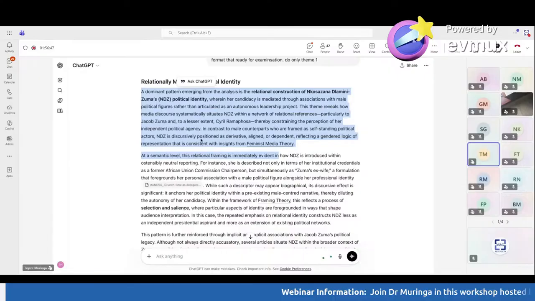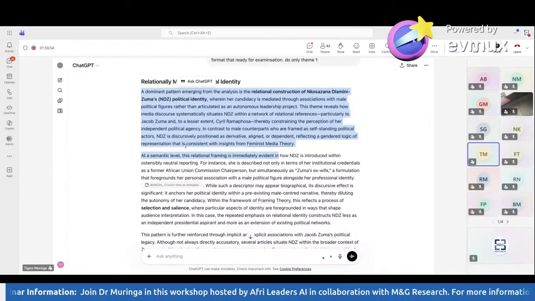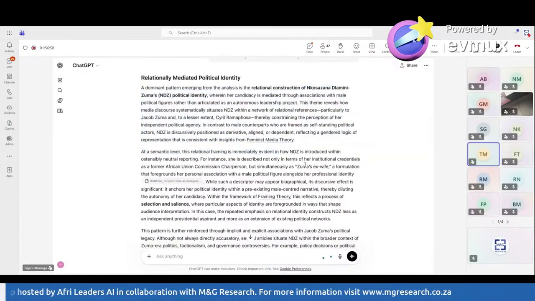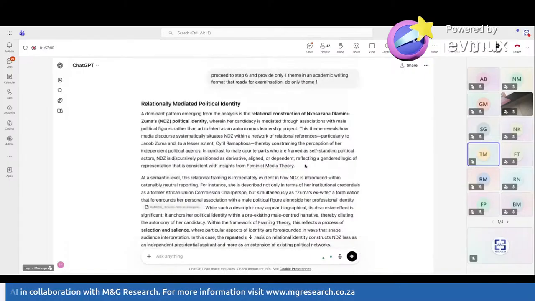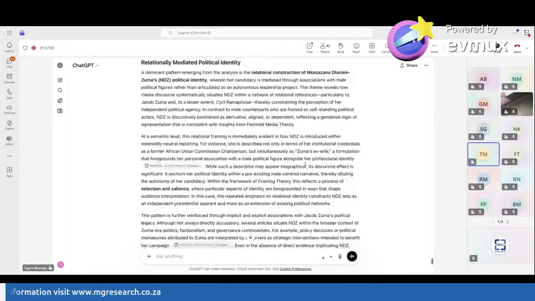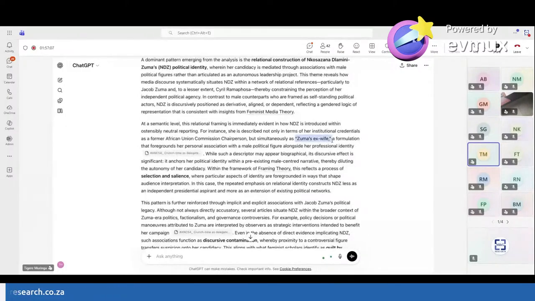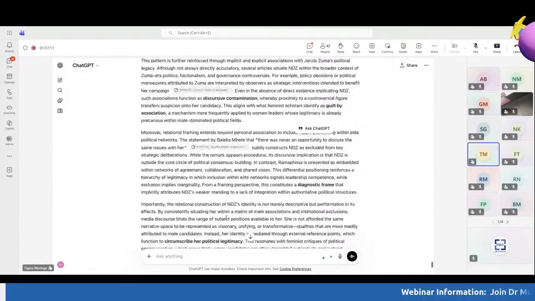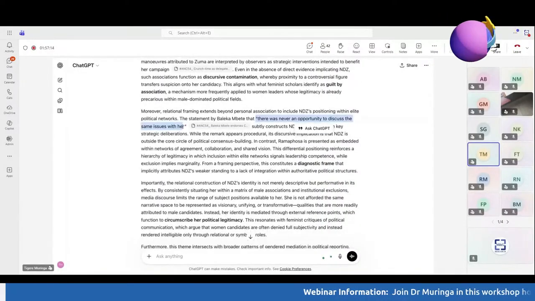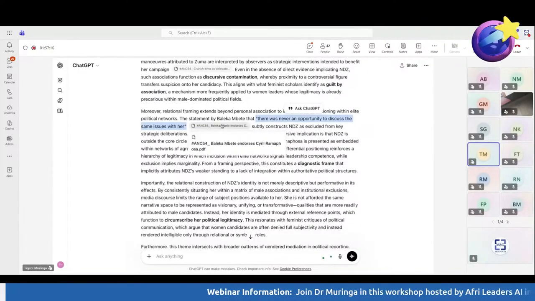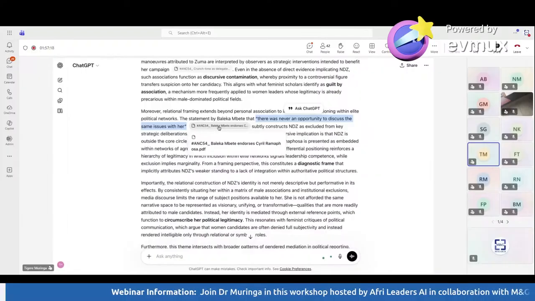NDZ is discursively positioned as derivative, aligned or dependent, reflecting a gender logic of representation that is consistent with insights from feminist media. Remember, I've situated my analysis within framing and feminist media theory, right? So it has all those pointers. This is directly straight from the data. All these direct quotations are the verbatims that were taken from the data, and we have reference to the article where the data is taken from.